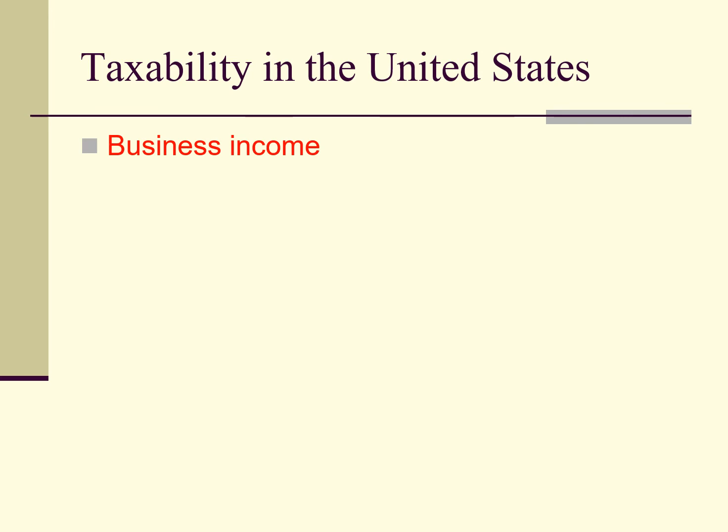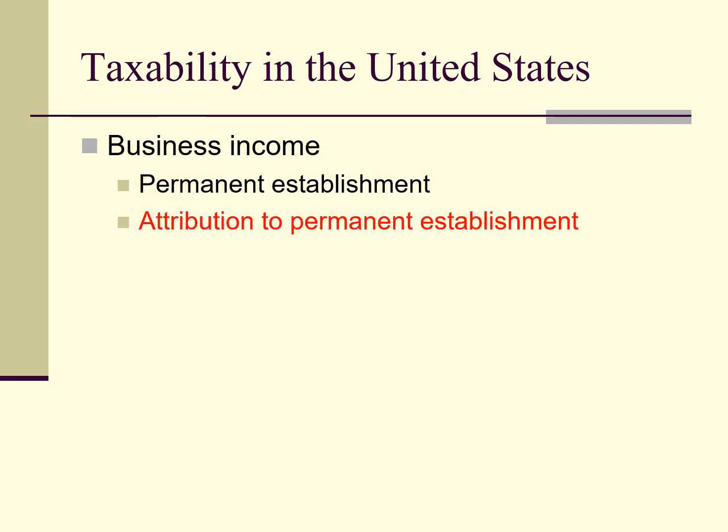To recap, in order for a foreign company to be taxable in the United States under a treaty on its business profits, two tests must be met. First, the company must have a permanent establishment in the United States. And second, business profits must be attributed to that permanent establishment.